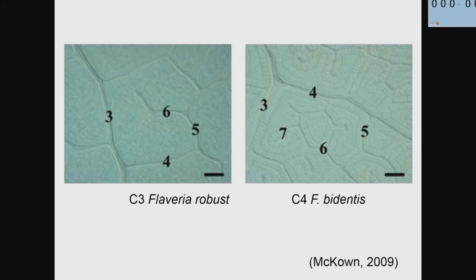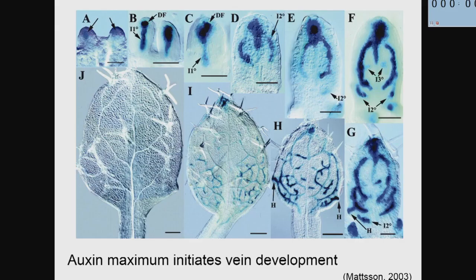Here I show you an example. So this is a C3, and in the development, this shows the order of vein development. This is third order, fourth order, and it stops at sixth order. While C4 vein density is higher, it goes up to seventh order. So our purpose is to see how this difference occurs.